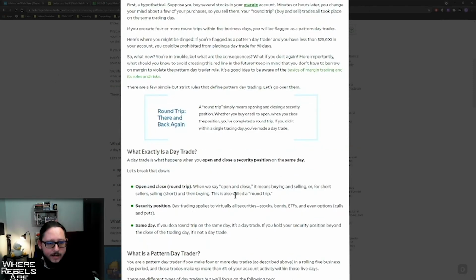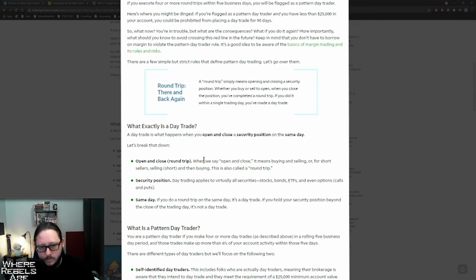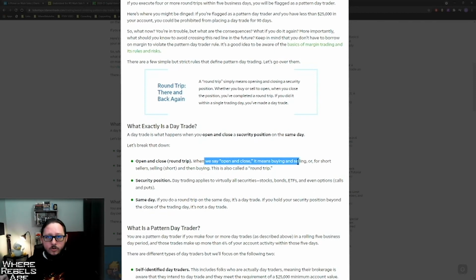What is a pattern day trader? It is an open and close on the same day. That's what a day trade is. So you can buy a security and sell it in the same trading day, or you can short sell a security and buy it back in the same trading day. That is what a day trade is. To become a pattern day trader, the base threshold from your broker is that you have four or more day trades in a five trading day period. Okay, weekends and holidays do not count.